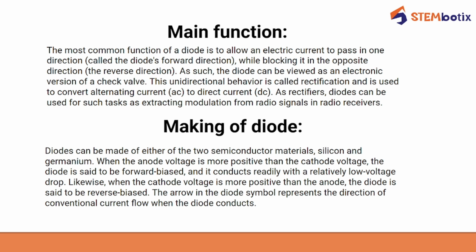Now, the making of a diode. Diodes can be made of either silicon or germanium. When the anode voltage is more positive than the cathode voltage, the diode is said to be forward biased and it conducts rapidly with a relatively low voltage drop. So when a diode is in forward bias, there is a negligible, or low, voltage drop. Likewise, whenever the cathode voltage is more positive than the anode, meaning reverse condition, the diode is said to be reverse biased. The arrow in the diode symbol represents the direction of conventional current flow when the diode conducts.